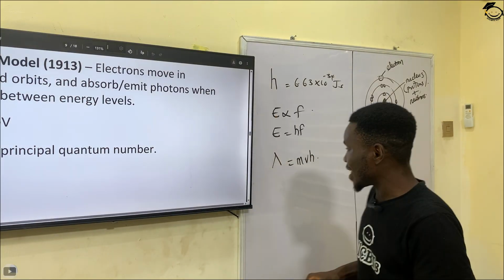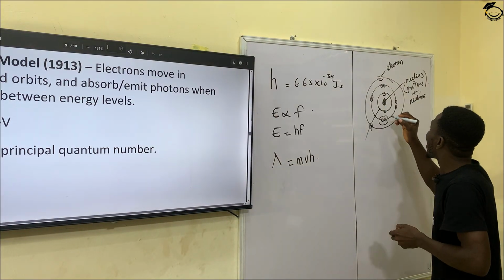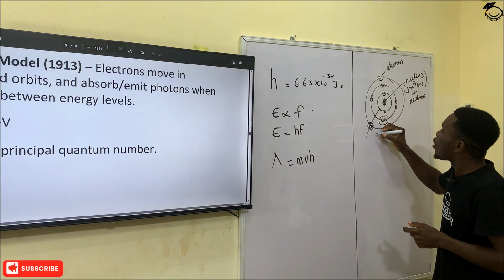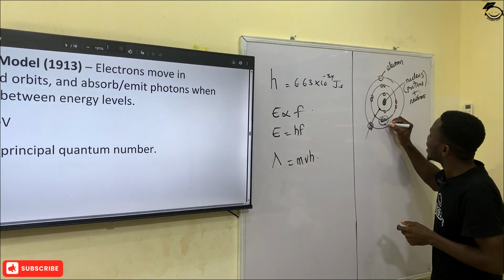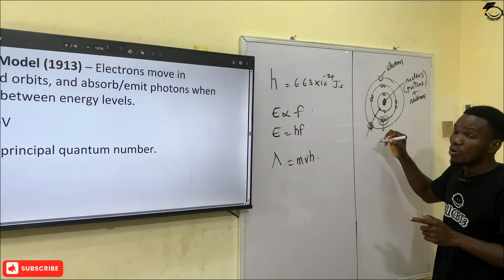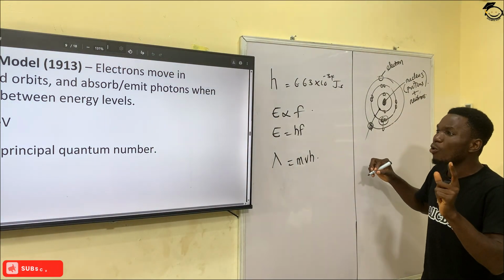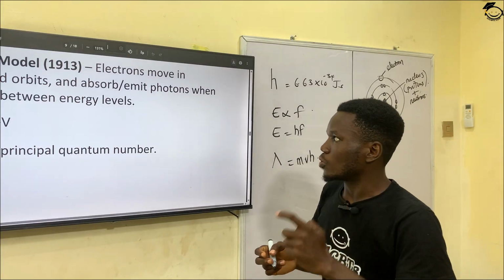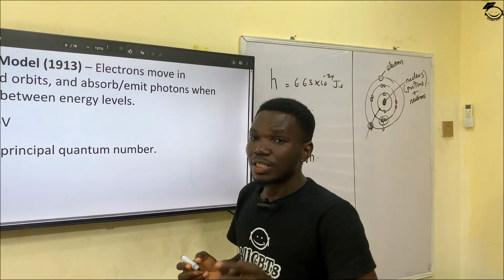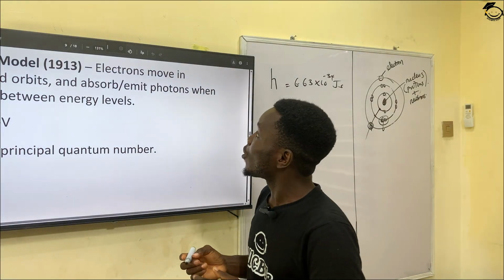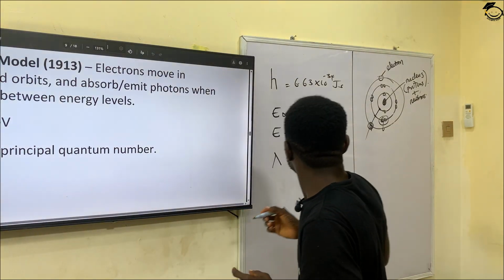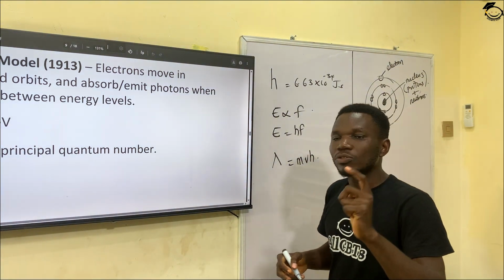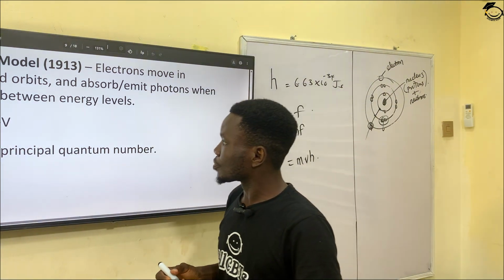So what he's saying is that for an electron to move from here down to this next energy level, there must be an emission of photons. So that is what Bohr discovered. So it was Bohr that discovered what we call shells or orbits in the particles of an atom.